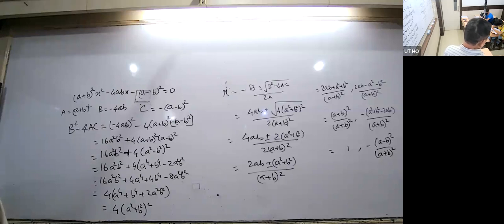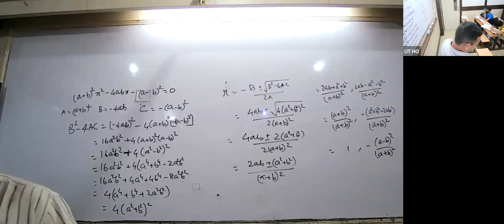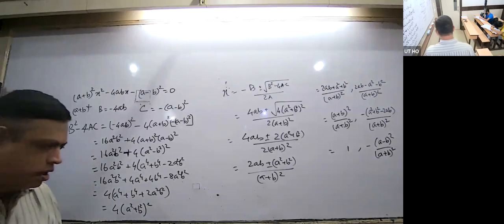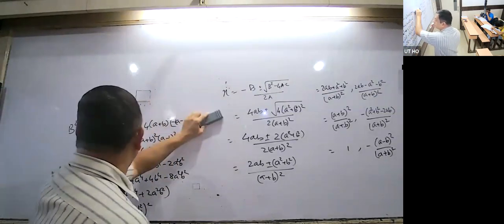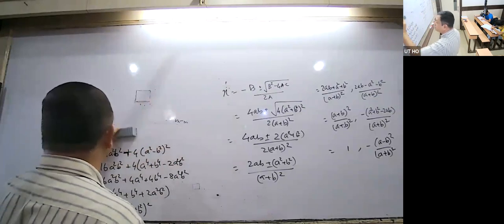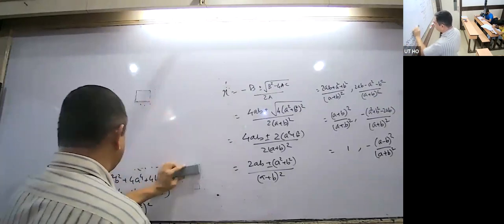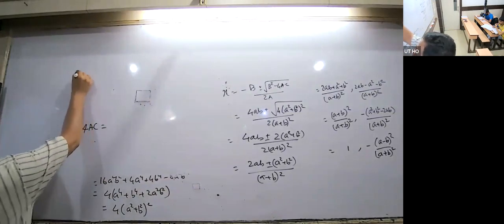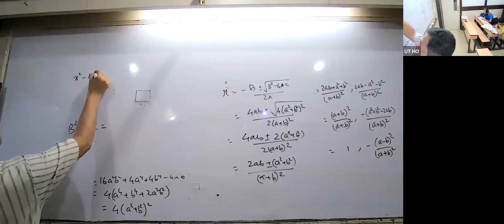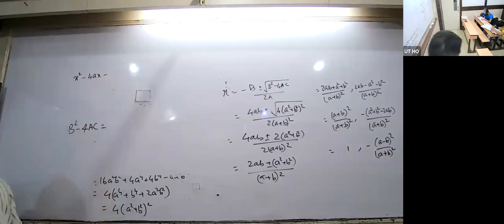Fourth question, all of you start doing. Don't wait. Are you just copying only, no? Similar format only, no? Additional things we are not doing, no? X square minus 4ax. So you need to say your factors. What happened? Same only now, something else you're adding?